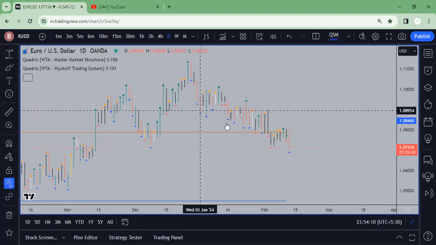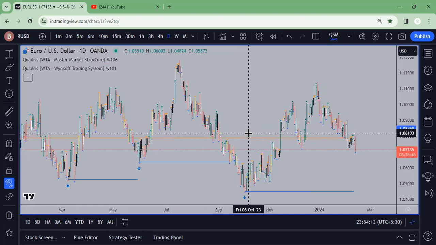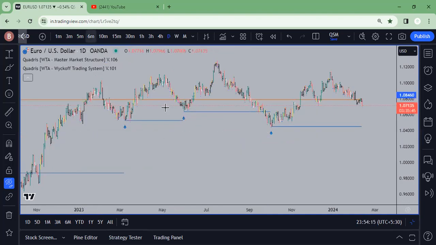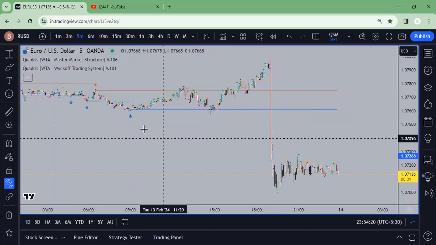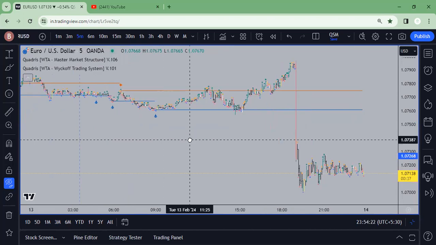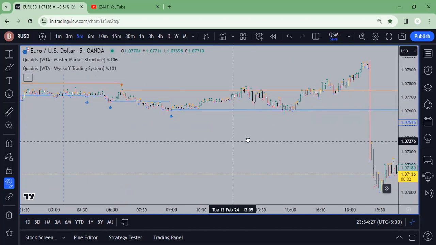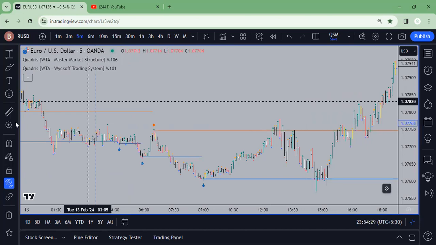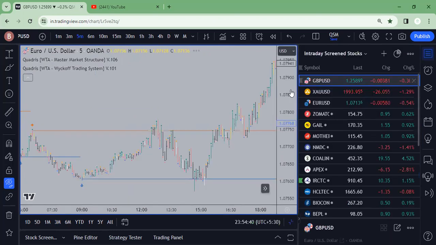So this is Euro USD. We have covered Euro USD. Okay. So in Euro USD, I think we have covered Euro USD. Let me go and check GBPUSD.